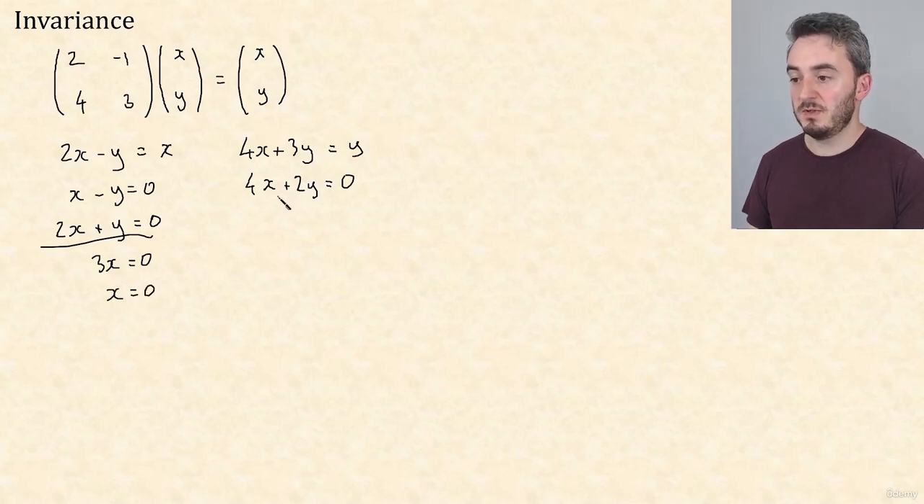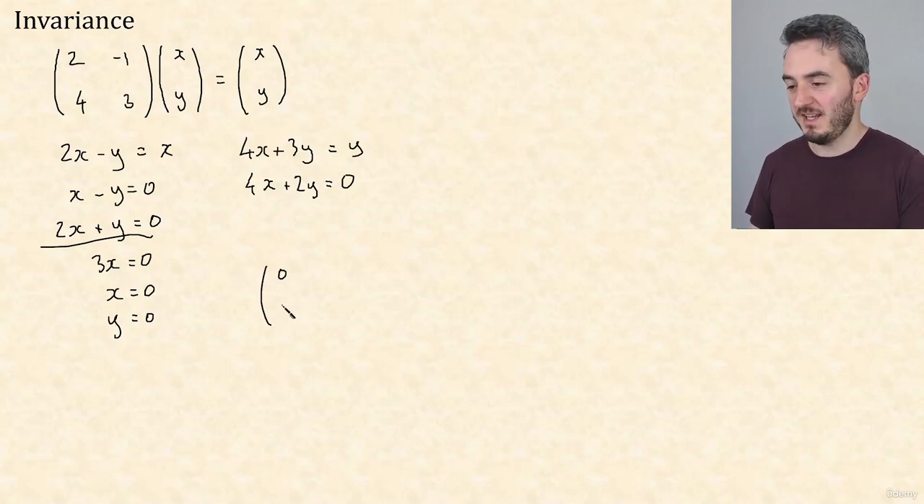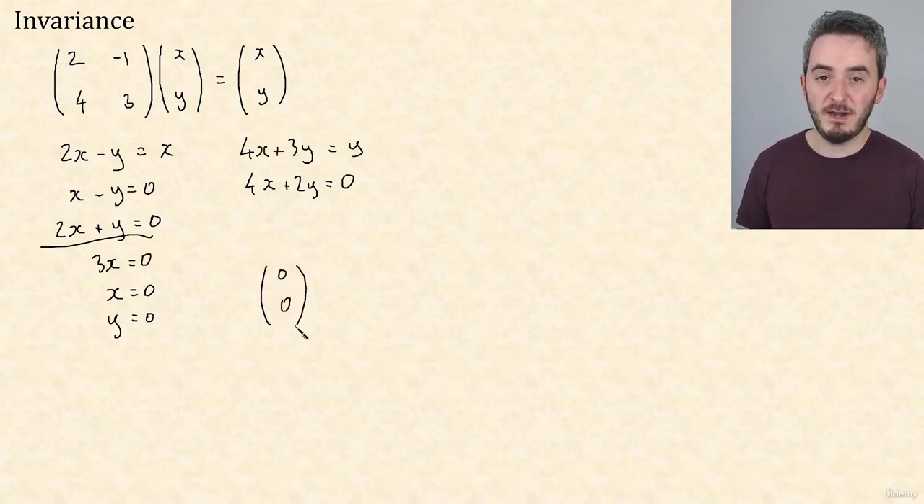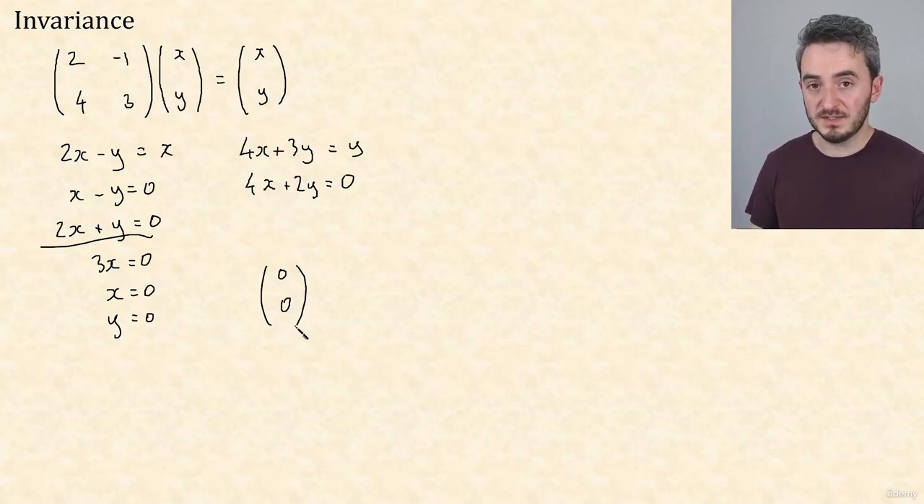So x is 0, sub that in here, we get y equals 0. And all we've done is establish that the origin is the invariant point. And of course, the origin is always invariant. So this establishes that the origin is the only invariant point under that matrix.